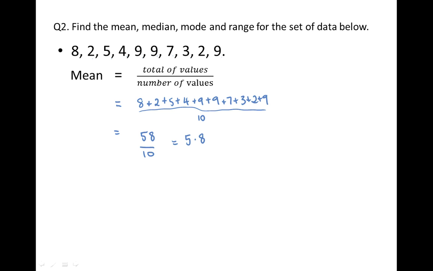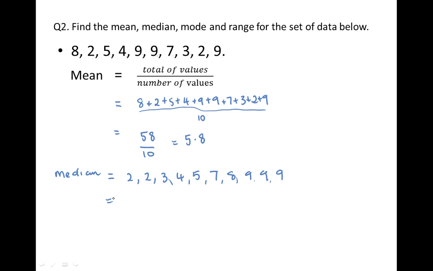We're now going to have a look at the median, and remember the median is the middle value once we've written them in order. So our job first is to carefully write these in order. So we've got a 2, another 2, a 3, a 4, 5, 7, 8, 9, 9, and 9. Just checking that I have 1, 2, 3, 4, 5, 6, 7, 8, 9, 10 values.